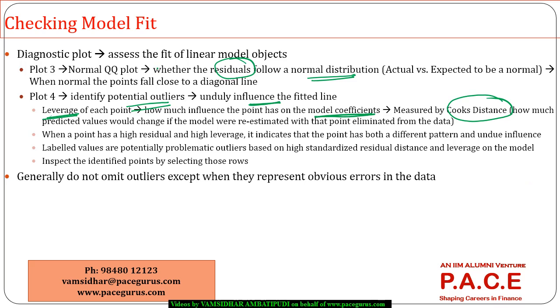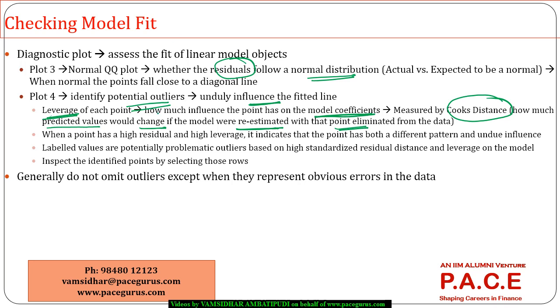So that is what Cook's distance is: how much the predicted value would change if the model is re-estimated with that point eliminated. I just eliminate that one single point, recompute the coefficients, and based on that get a predicted value. If there is a big change, it means that that point is influencing heavily, and if the change is quite narrow, the point has very small influence on the overall model and the coefficients of the model.